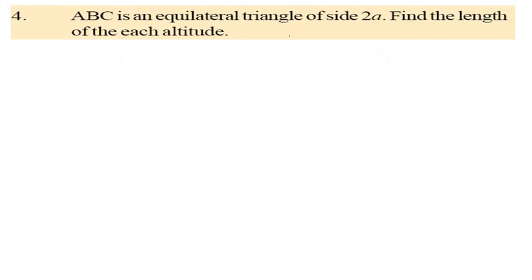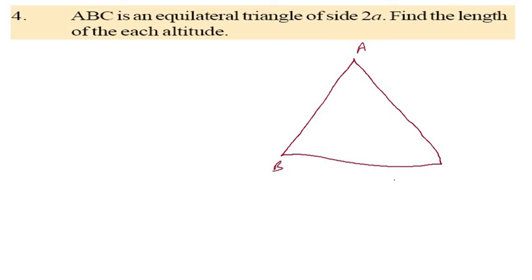Triangle ABC is an equilateral triangle of side 2a. Find the length of each altitude. So you can see here it is an equilateral triangle. Suppose it is the equilateral triangle ABC, and the perpendicular is D, the altitude. So BD is a and DC is a, that is 2a. AB is also 2a, and that one is the right angle.